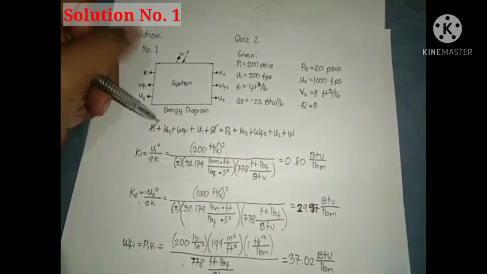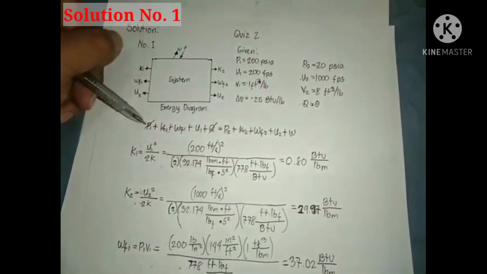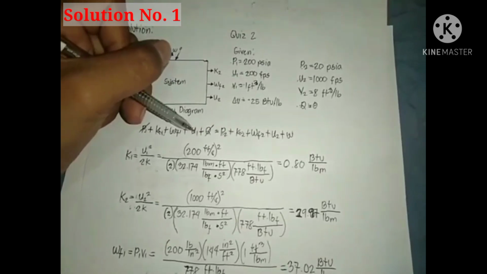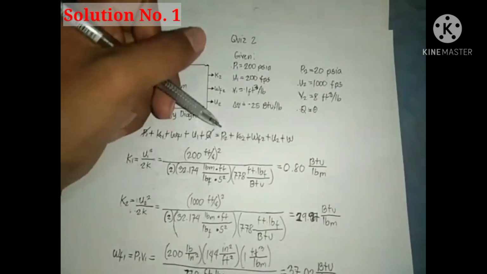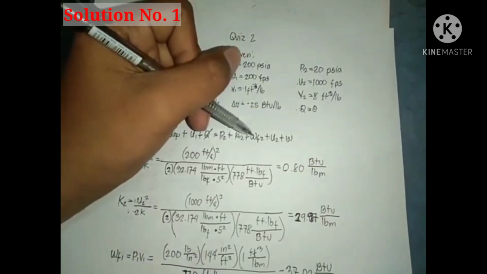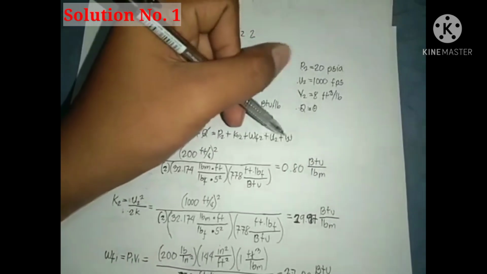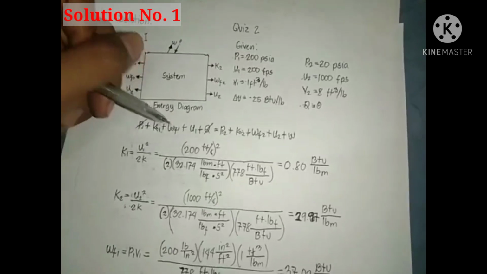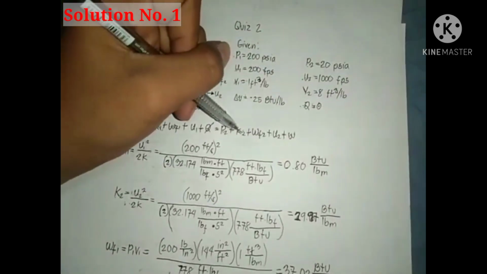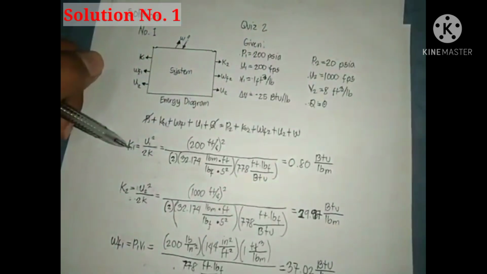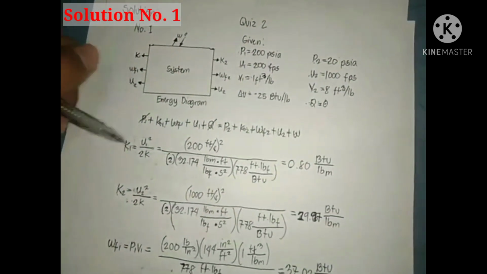To find the work, we use this formula: P1 plus K1 plus workflow 1 plus internal energy 1 plus Q is equal to P2 plus K2 plus workflow 2 plus internal energy 2 plus work. But first, we must find the kinetic energy 1, workflow 1, kinetic energy 2, and workflow 2. To find the kinetic energy 1, we use this formula.